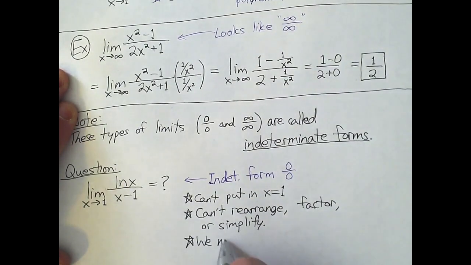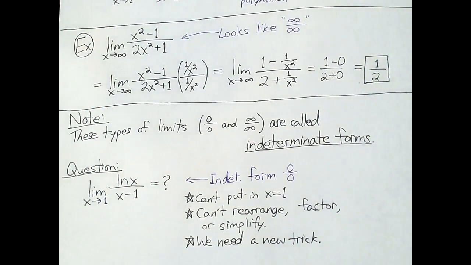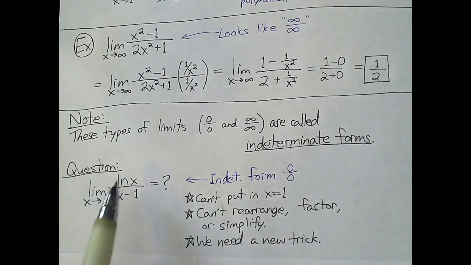We need a new trick to help us with limits like this, when there's no factoring that can be done or anything like that. Oh, by the way, didn't we also deal with some limits back then by multiplying by a conjugate over a conjugate? I guess that was another algebra trick, but that's not going to help us here. There's no square roots.